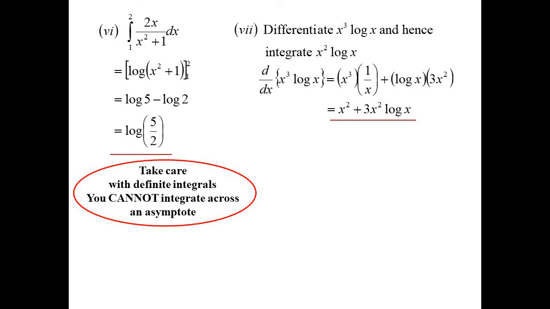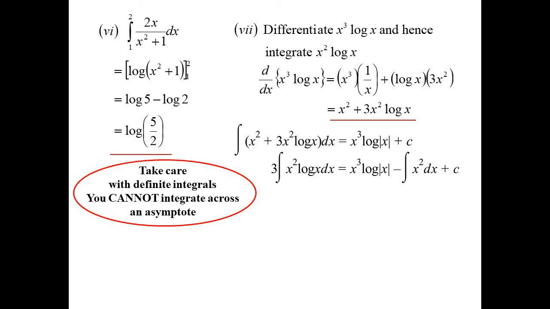Now go and integrate. Well, we know that when we differentiate x cubed log x, we get x squared plus 3x squared log x. So therefore, logically, if I integrate x squared plus 3x squared log x, I must get x cubed log x, but I've got an absolute value of x, plus a constant. All right, not quite the question they were looking for. We want to integrate x squared log x. So I go back to the left-hand side there.